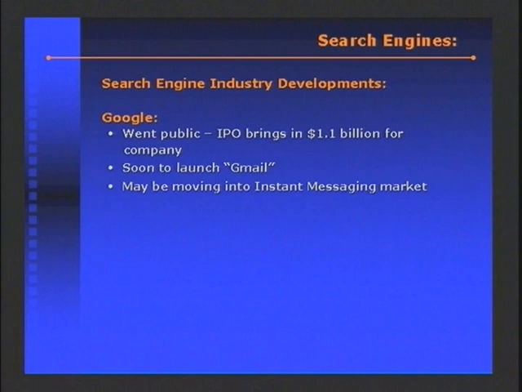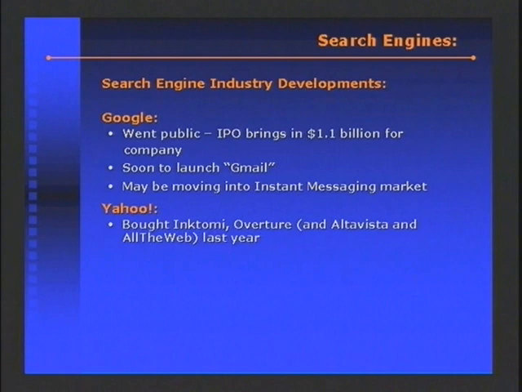Yahoo, I always say Inktomi. I don't know why, but it is. And so they bought Inktomi, Overture, AltaVista and AlltheWeb last year to basically become competitors, for lack of better terms, with Google, because Yahoo and Google were partnered. So that's changed a lot. And also, you'll find that Yahoo and Google now are going head to head and competing a lot now. So that's why Yahoo stopped using Google, and now they've each bought different partners to make up for what they lost in the Yahoo-Google partnership.